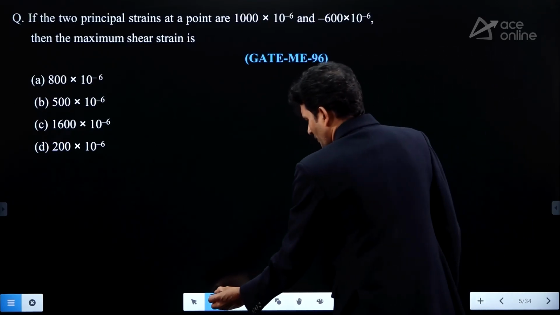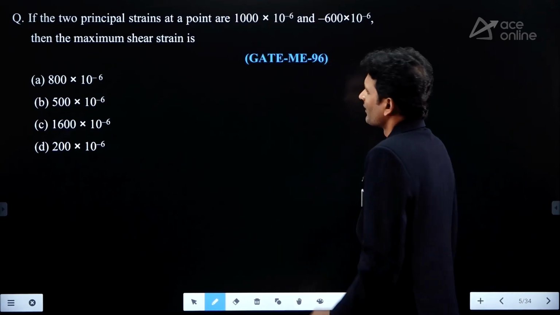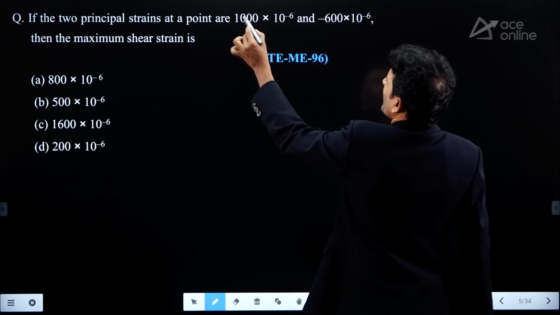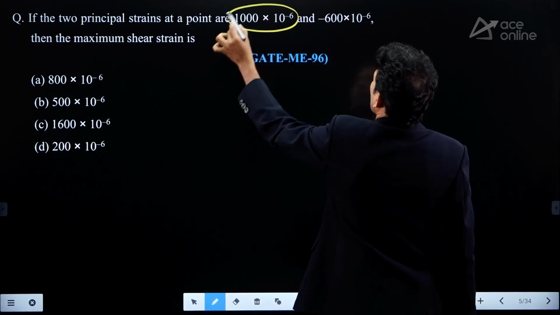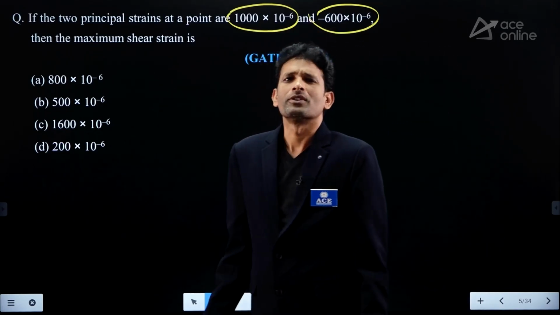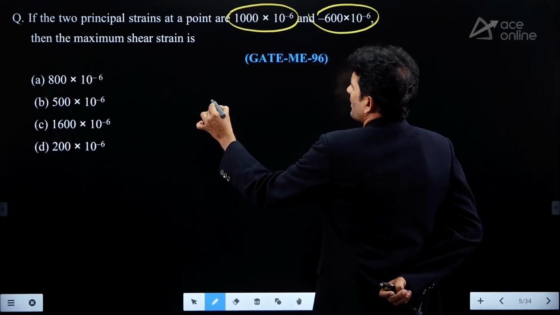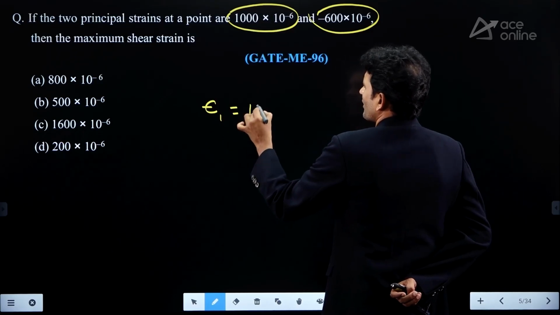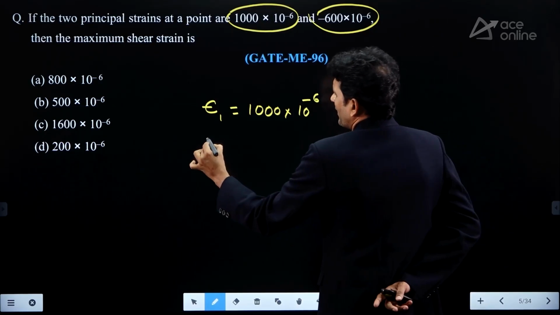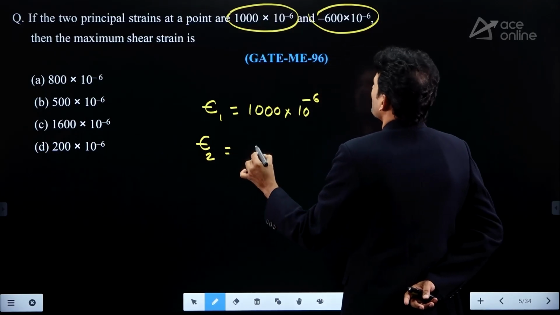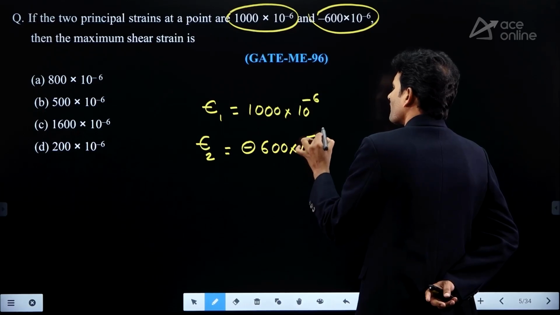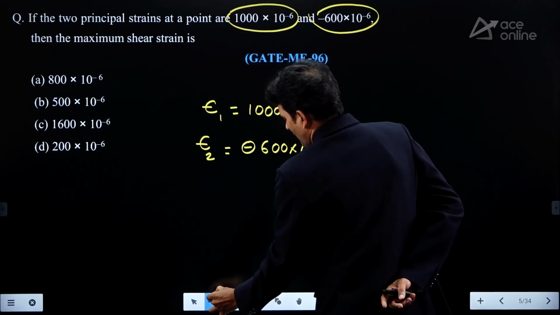See the question. This is another straightforward question. If the two principal strains at a point are 1000 microns and minus 600 microns, then what is the maximum shear strain? The major principal strain is given as 1000 microns, and the minor principal strain is minus 600 microns, compressive in nature.